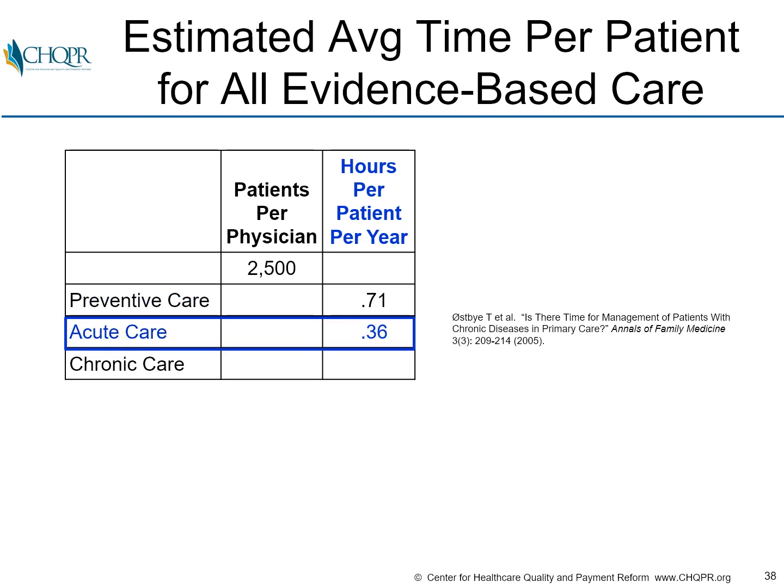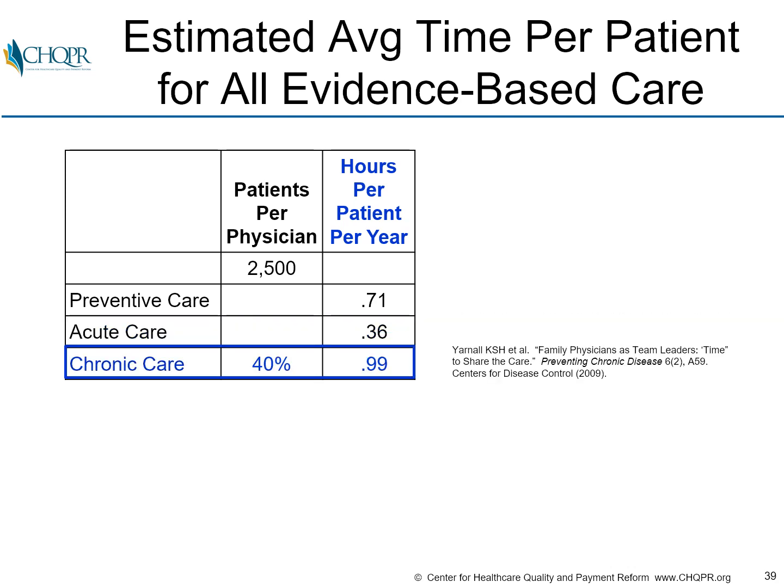Another study estimated that about half of patient visits were for acute care needs, so the physician would have to spend an average of at least 20 minutes per patient per year on acute visits. A third study estimated that a physician would need to spend an average of 2.5 hours per year for each patient with a chronic condition to make sure they were getting the care they needed. So if 40% of the patients in the practice have a chronic disease, that would average out to about 1 hour per patient per year across all of the patients in the practice.